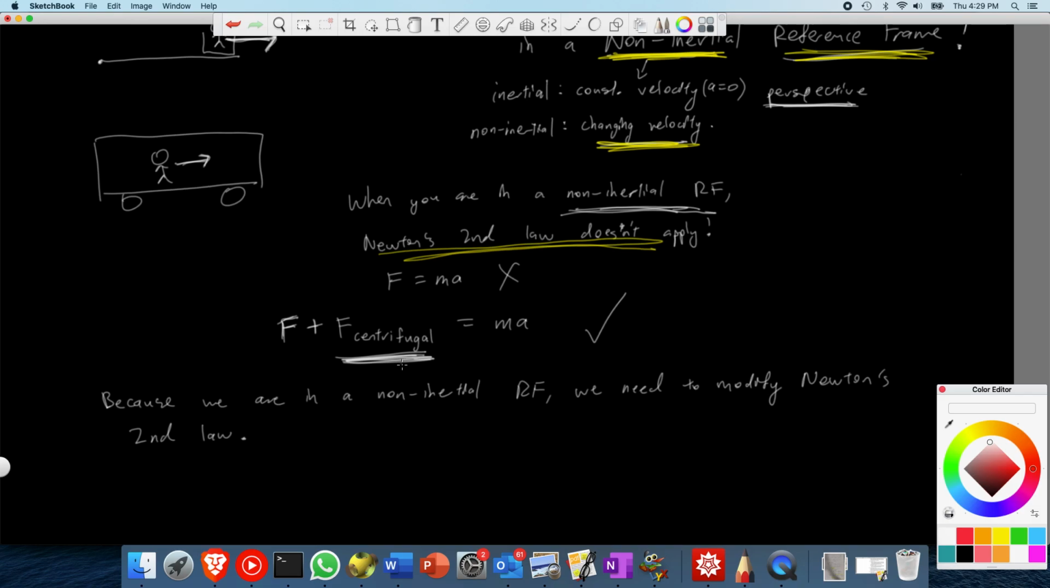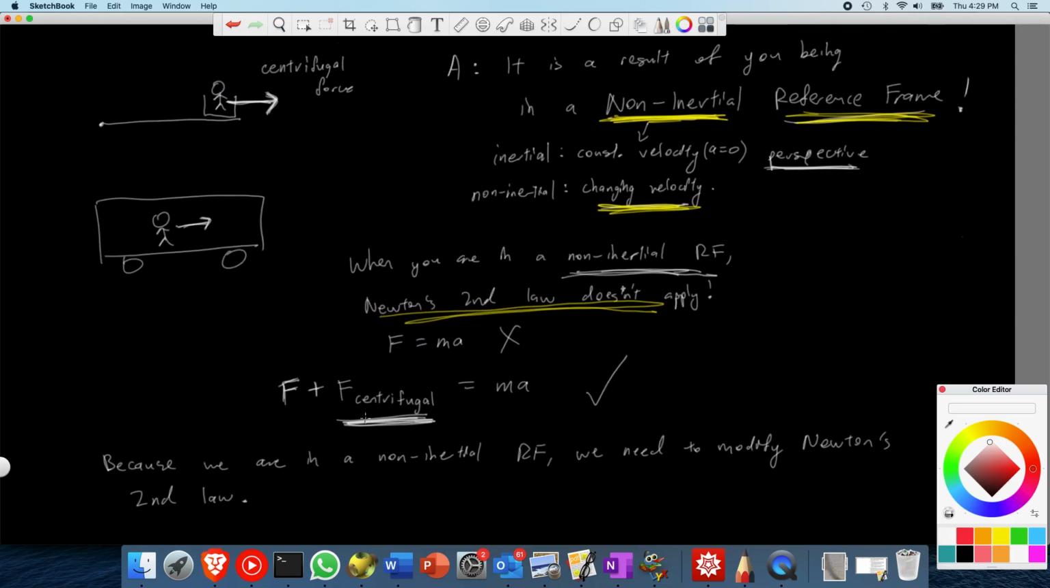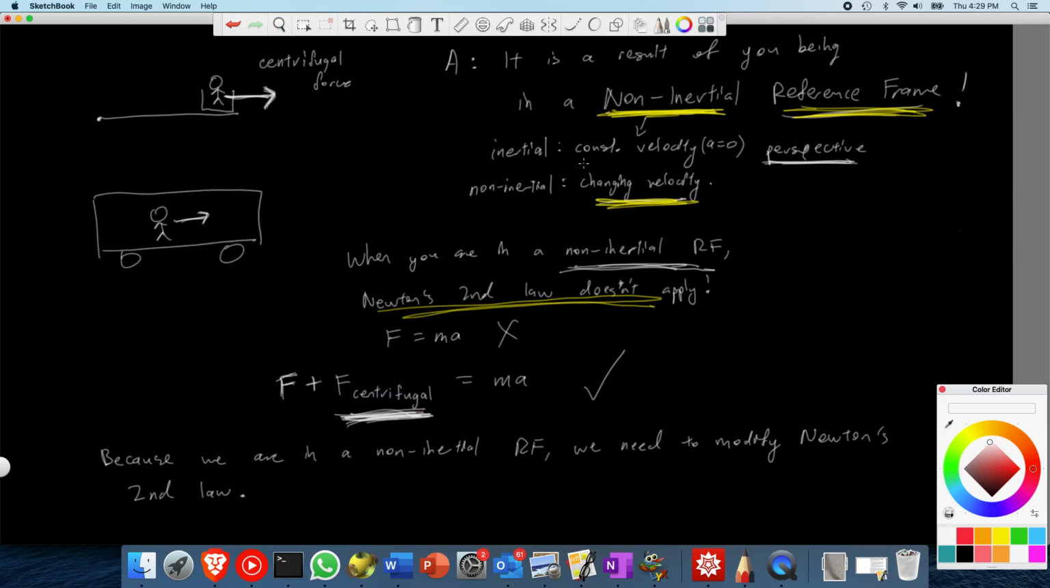And now you might be thinking, wait, this doesn't make sense. Where does the centrifugal force come from, right? And you're right to think so. Where does centrifugal force come from? There's no agent that has applied this centrifugal force on you, unlike the centripetal force case. And the answer to that question of where the centrifugal force comes from is that it is a result of the non-inertial reference frame.